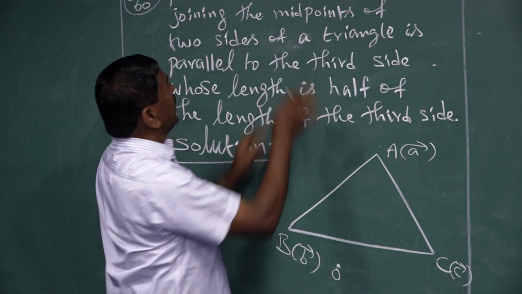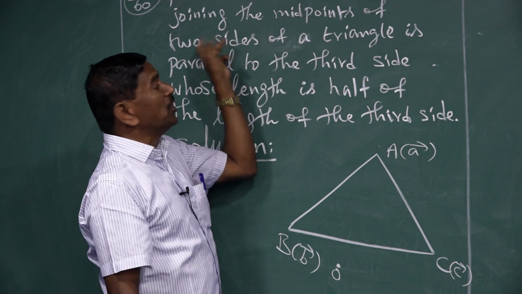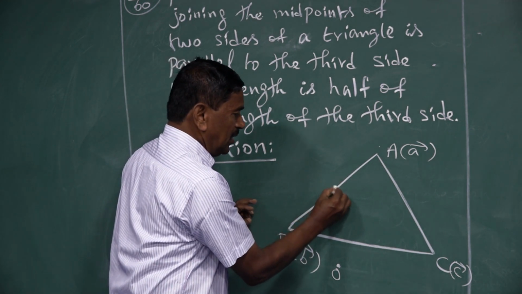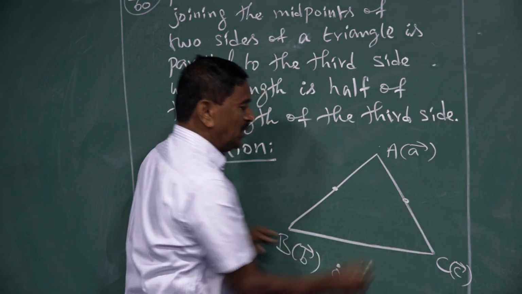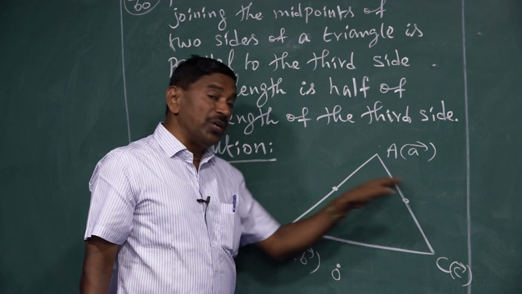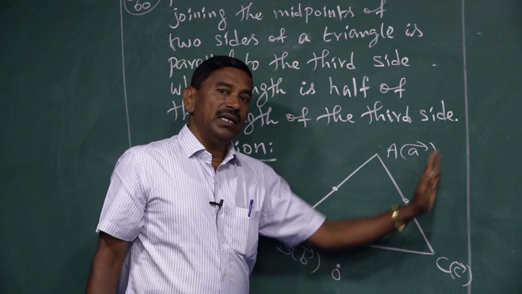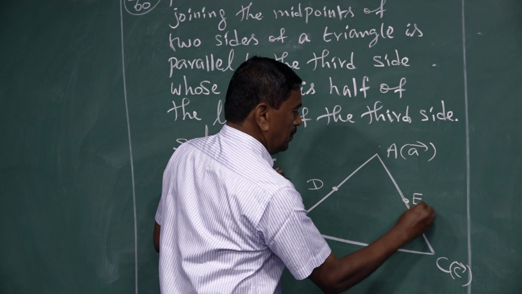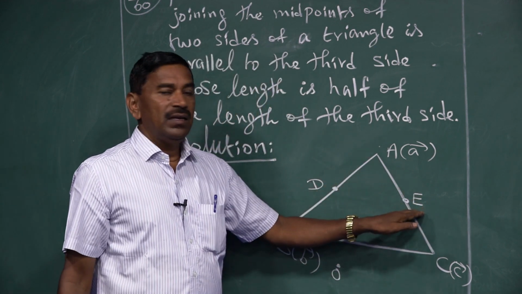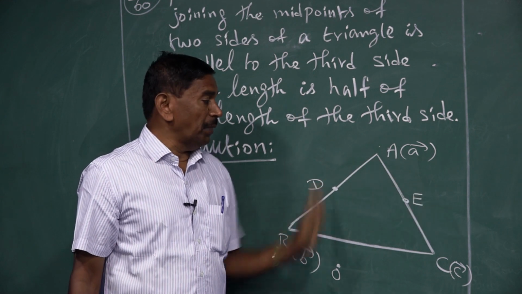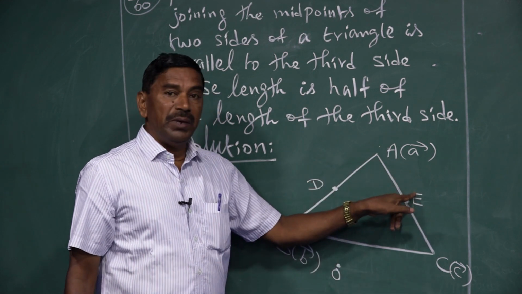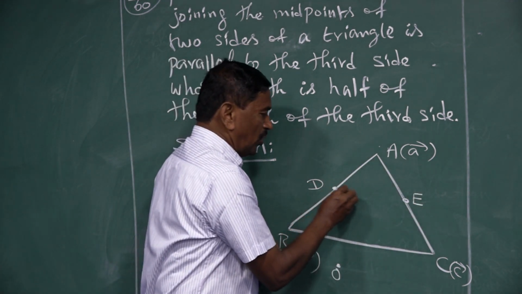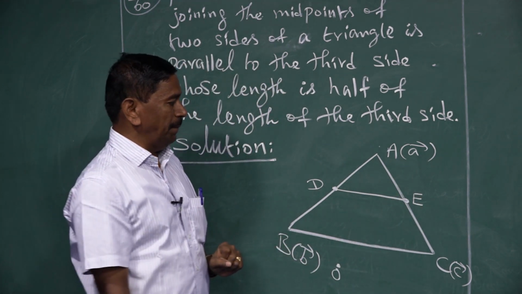Next, listen. Next keyword is midpoints. So midpoints of the two sides of a triangle. For our convenience, let D and E be the midpoints of the sides AB and AC respectively. Let D and E be the midpoints of the two sides of triangle ABC. Now join DE.